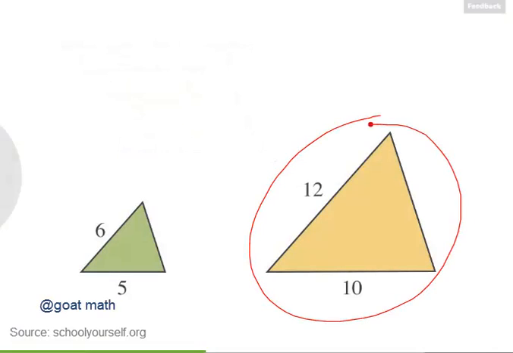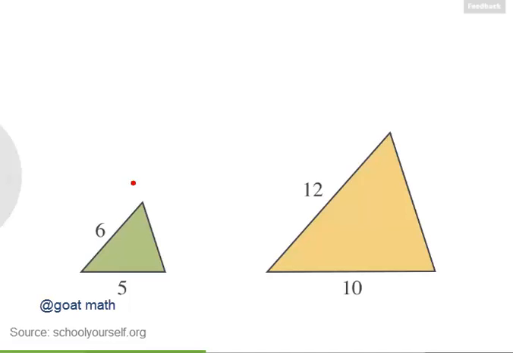Each side of this larger triangle has twice the length of its corresponding or matching side of the smaller triangle. So this side of length 10 is twice as long as this corresponding side of length 5, and this side of length 12 is twice as long as this corresponding side of length 6. Let's come up with a general strategy for finding side lengths of similar shapes.